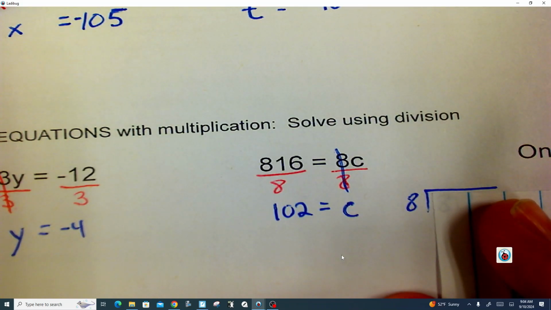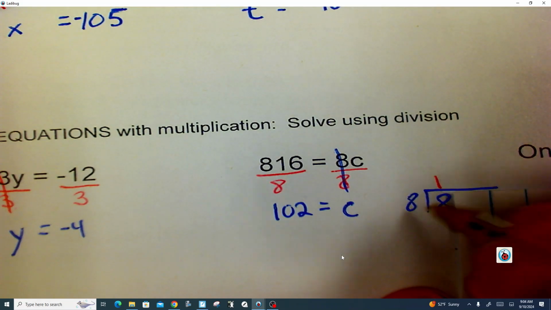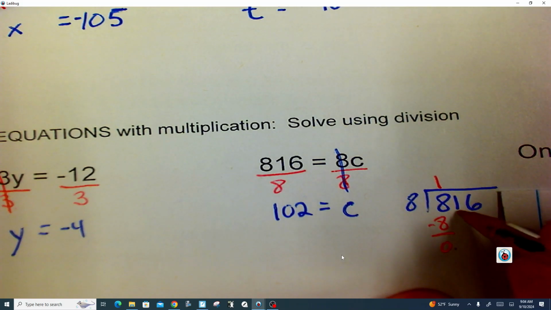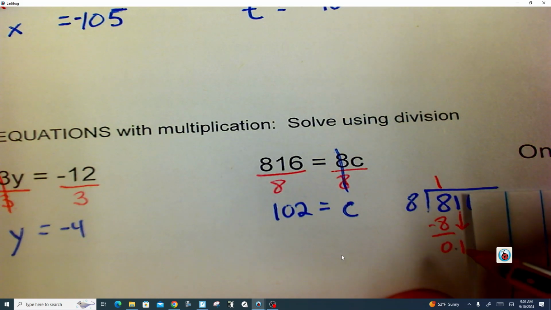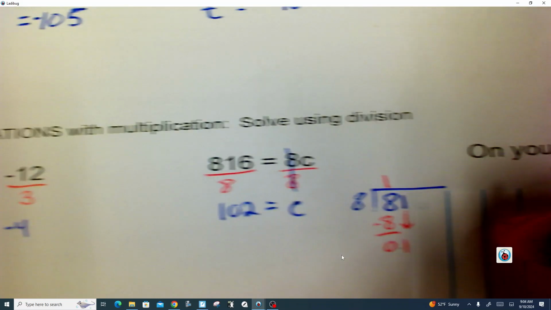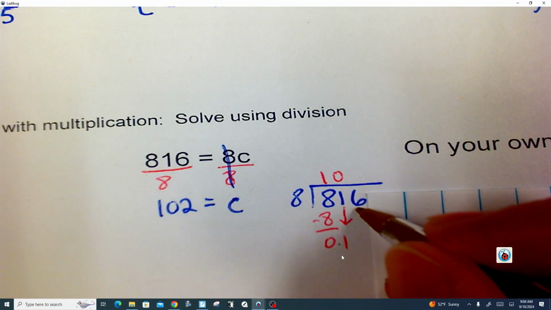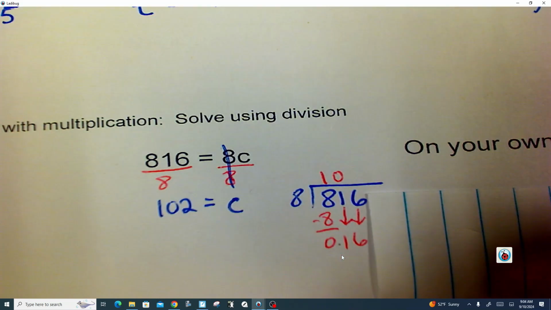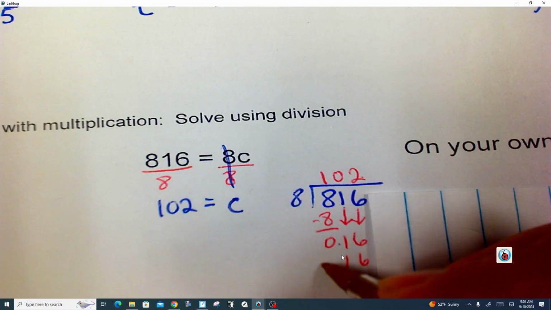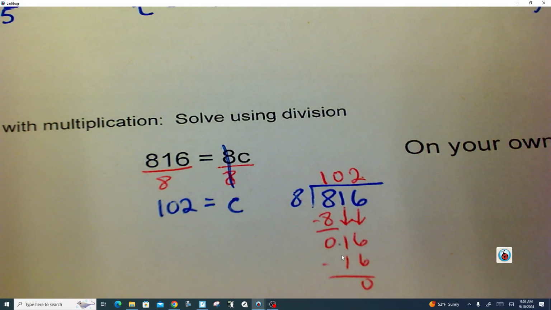Can 8 go into 8? Yes or no? So 8 times 1 is 8. Drop the next number down. Can 8 go into 1? Can't see there, can you? It can't go into it, so we put a 0 over that. Now can we drop the next number? Can 8 go into 16? Twice. What's 8 times 2? 16. You see there's nothing left over. So in case you needed that refresher, there it is.